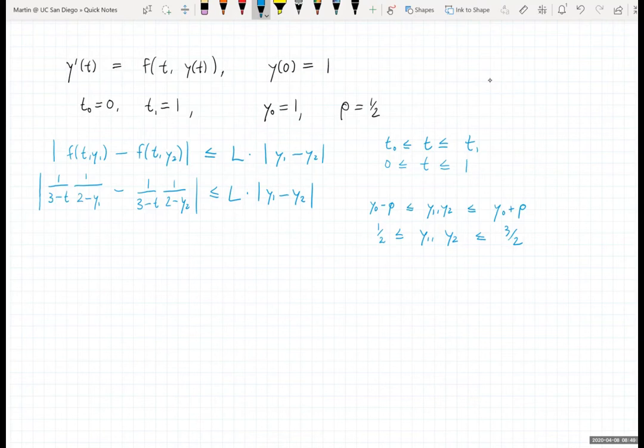So let's have another look at that. We've got y prime of t equal f of t, y of t with y0 equal 1. And in the Peano existence theorem, for the statement, we had t0 equals 0 and t1 equal 1. And the initial value was y0. And we take a radius rho of 1/2 around the initial value.